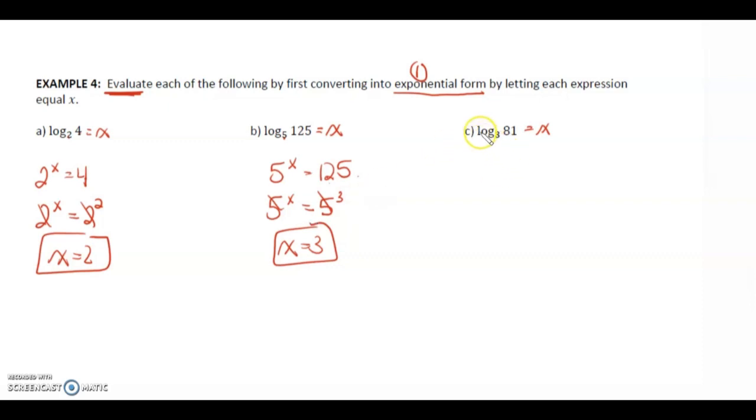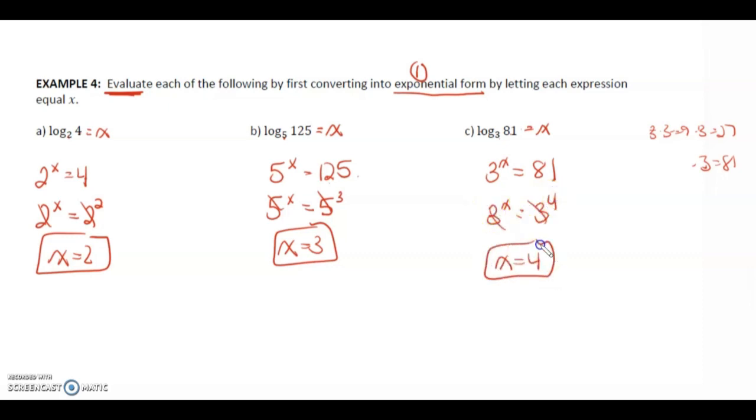Okay, last one. Log base 3 of 81 equals x. So 3 to what exponent equals 81? Okay, if we have 3 times 3 is 9, times 3 is 27, times 3 is 81. So this is 3 to the exponent 4. So in this case, x equals 4.